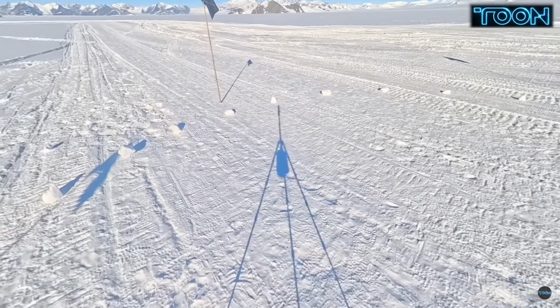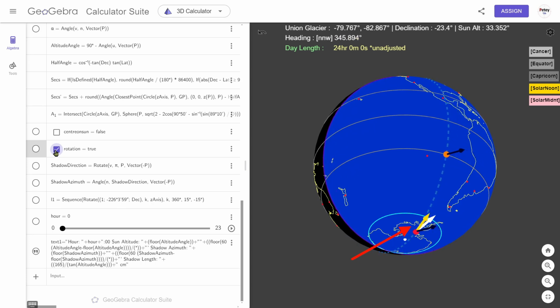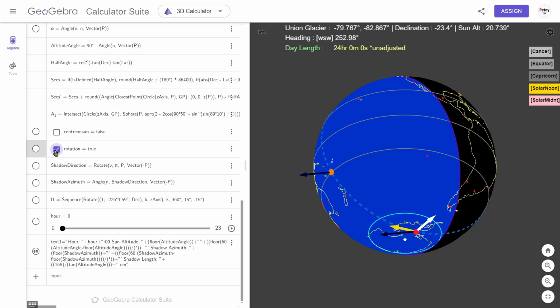A quick recap then. This red point is our observer location at Union Glacier, and this orange one is the subsolar point, which is to say that the sun is about 150 million kilometers directly above that spot. I've set the sun declination for the day in question to negative 23.4 degrees, which is almost on top of the Tropic of Capricorn, and for ease of writing this script, I've kept it fixed for the whole day.